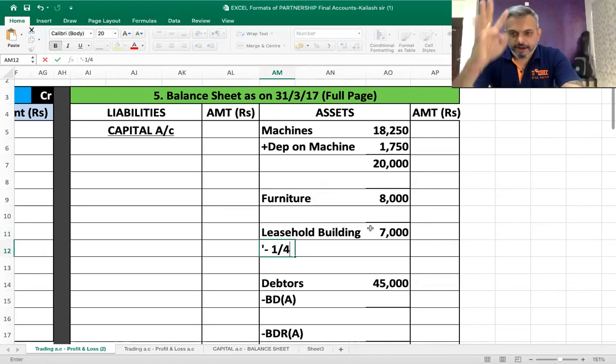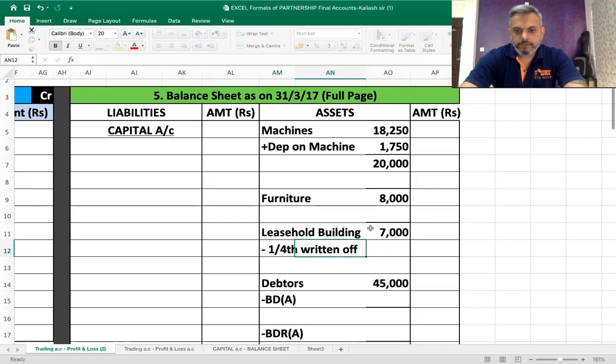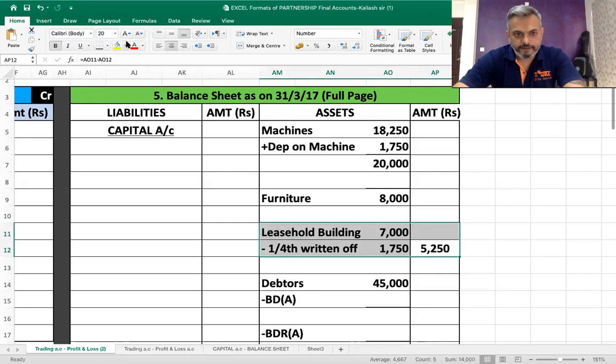1/4. Now for 4 years we have entered the lease at once. 1 year is over, so that much 1/4 portion we have to write off. So 1/4 written off. So let's calculate 7,000 divided by 4. So 1750 is what we have to write off. So 5250. It's a hidden adjustment.